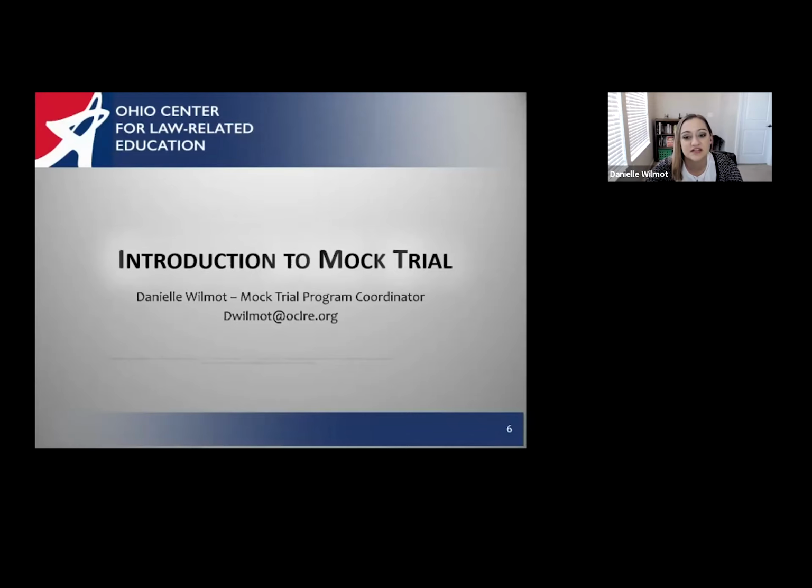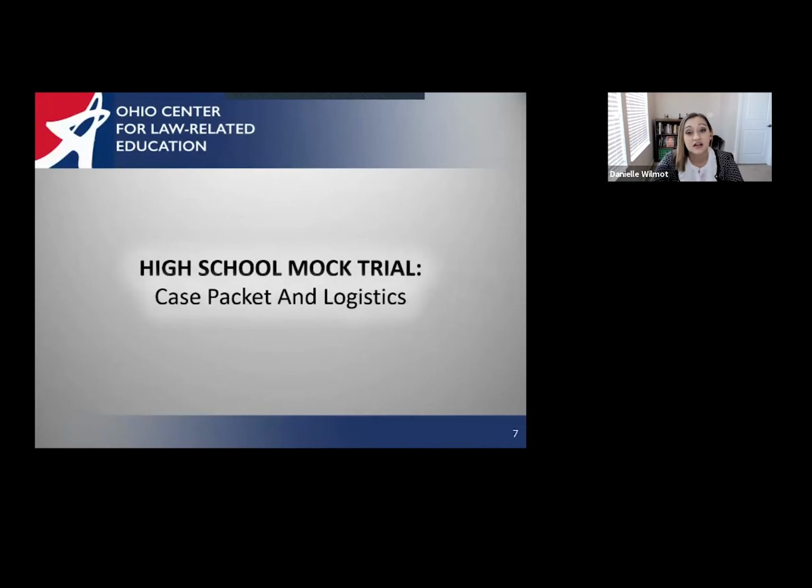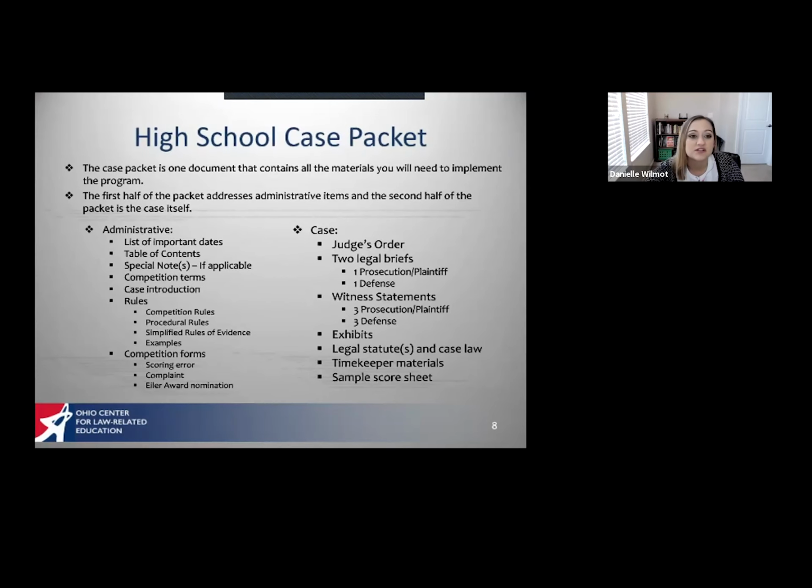So today's presentation is going to be about the high school mock trial program, specifically looking at the case packet and the logistics of the program. We're going to start with just an overview of what the case packet is and what it includes. This really is the guiding document for everything related to the high school mock trial program.